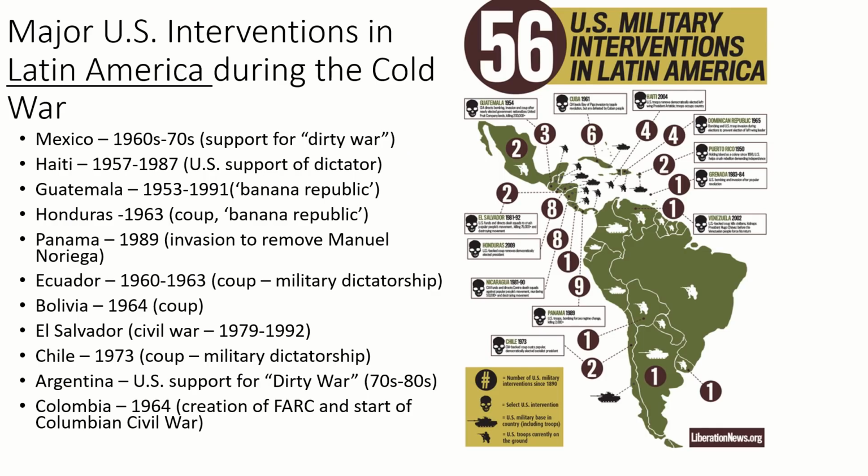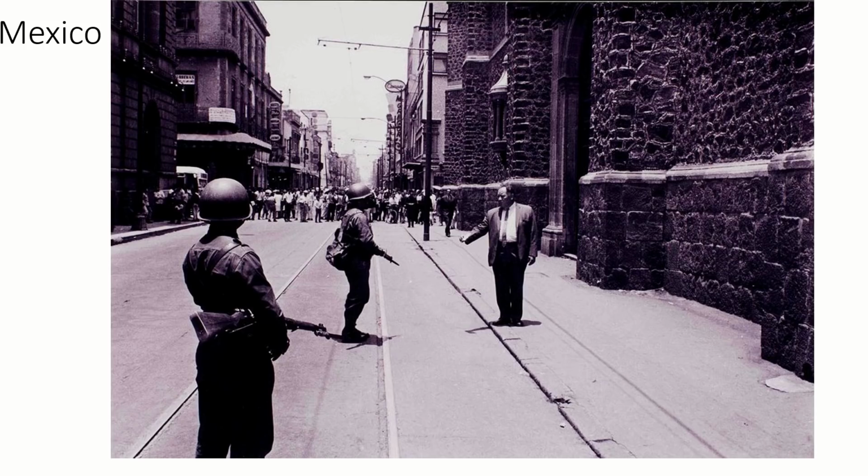And so if we talk about the U.S. intervening in Latin America, there are 56 separate U.S. military interventions during the Cold War. In Mexico, during the Mexican Dirty War, the United States backed the Mexican government. They supported the dictatorships in Haiti, Guatemala, Honduras, Panama, Ecuador, Bolivia, El Salvador, Chile, Argentina, and Colombia. And so essentially the United States has a hand in almost all of these countries. And so our relations today are definitely characterized by these interventions that have happened all these years ago.